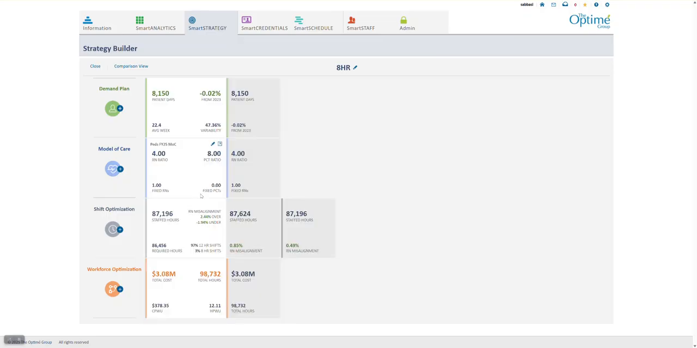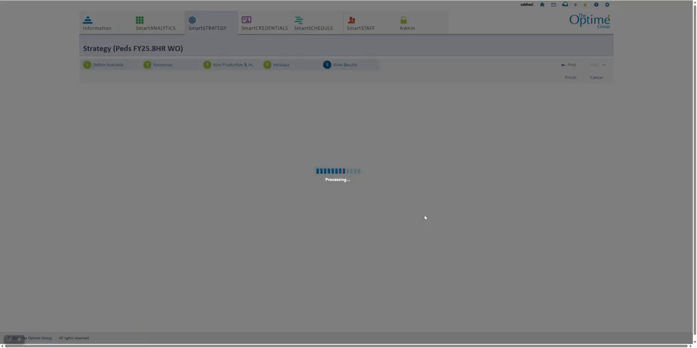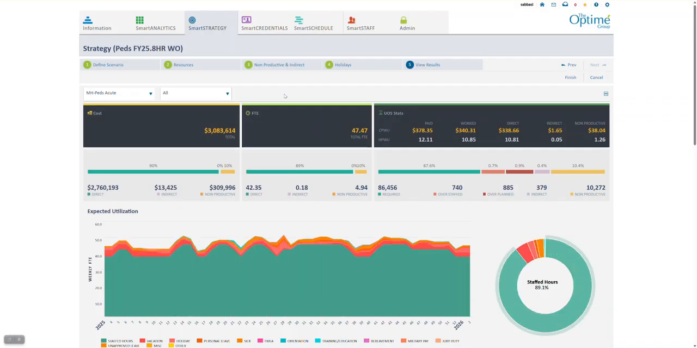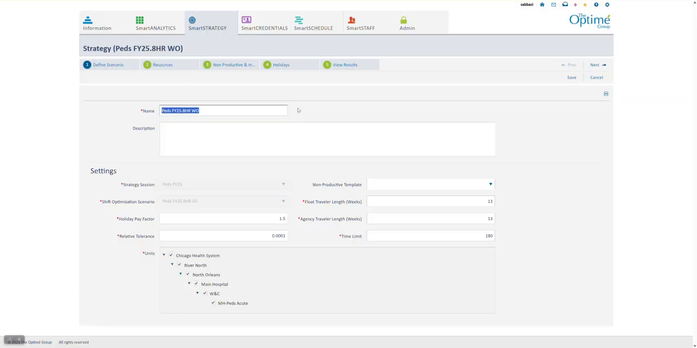All right, and the last step that I'm going to go into here is workforce optimization. So with workforce optimization, we've done everything around our shifts, demand, and model of care. When we come here, we are going to be looking at two big things. Holidays is the smallest of the three, but the big thing we're going to look at is resource. So if I stop here, we're factoring the holiday pay rate at 1.5 times. Again, just whatever the facility happens to be going off of.